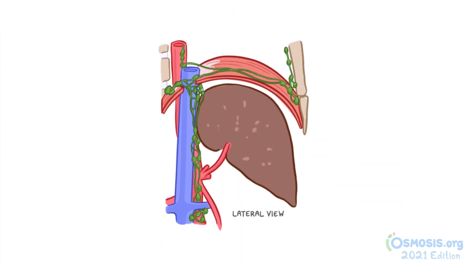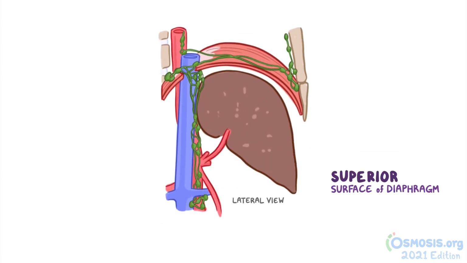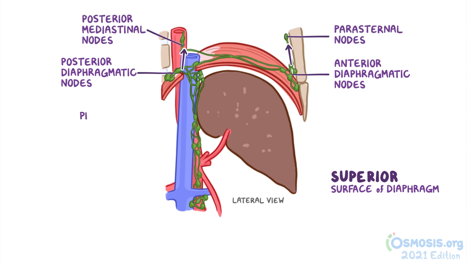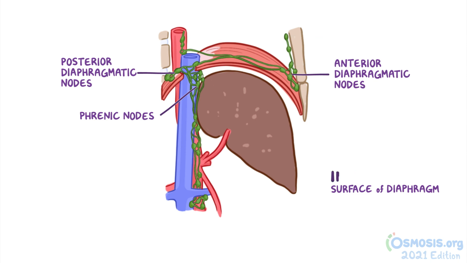The lymphatic drainage of the superior surface of the diaphragm is to the anterior diaphragmatic lymph nodes and posterior diaphragmatic lymph nodes, which then drain into the peristernal, posterior mediastinal, and phrenic lymph nodes. The lymphatic drainage of the inferior surface of the diaphragm is to the anterior diaphragmatic, phrenic, and superior lumbar lymph nodes.